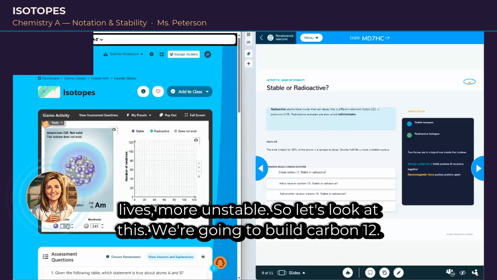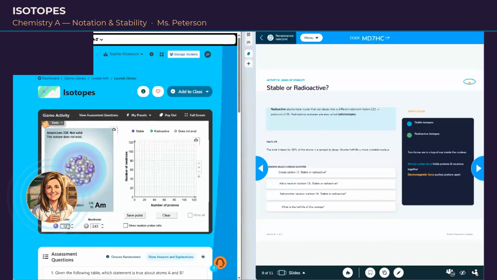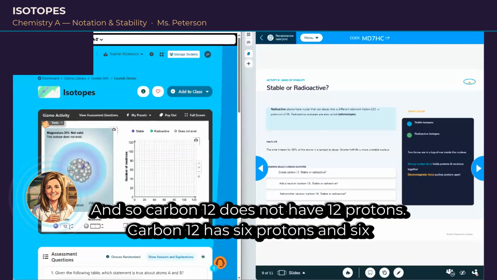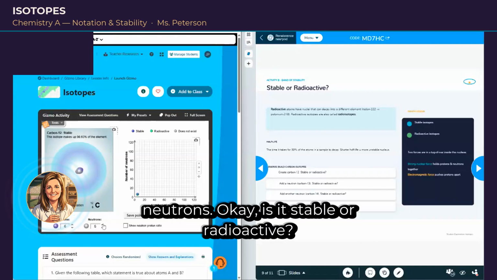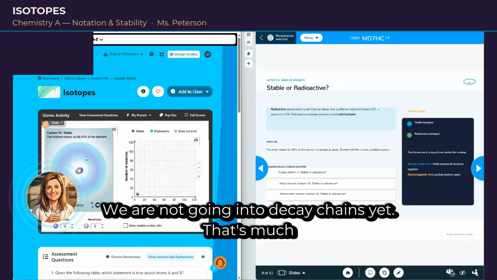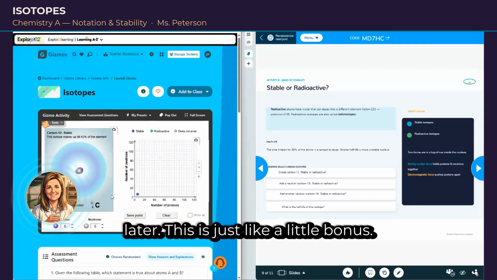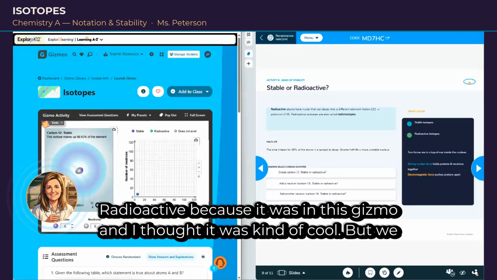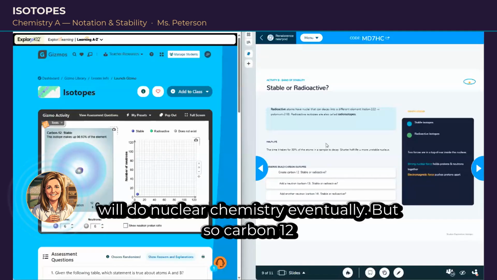We're going to build carbon-12. And so carbon-12 does not have 12 protons. Carbon-12 has 6 protons and 6 neutrons. Okay? Is it stable or radioactive? We are not going into decay chains yet. That's much later. Okay, I don't need that. This is just like a little bonus, because it was in this gizmo and I thought it was kind of cool. But we will do nuclear chemistry eventually.